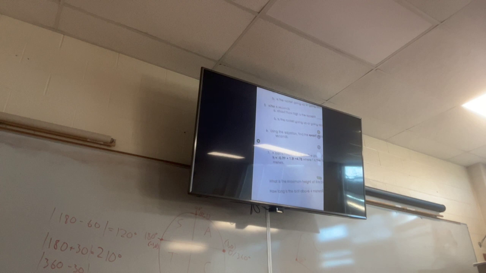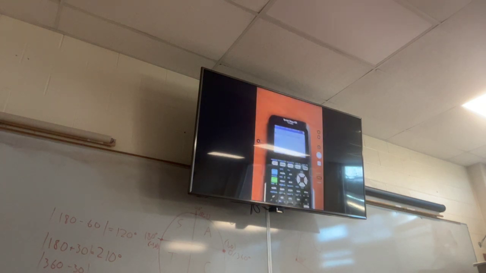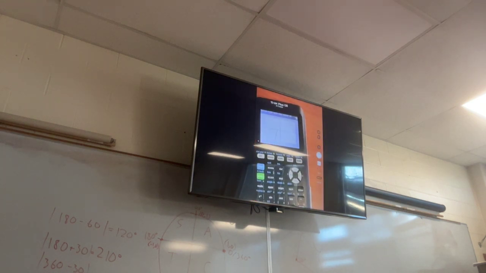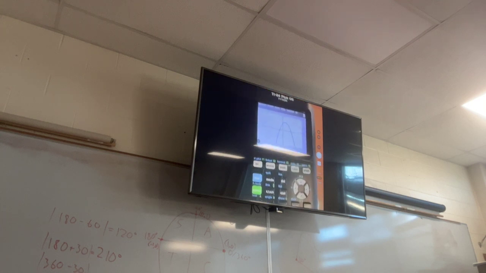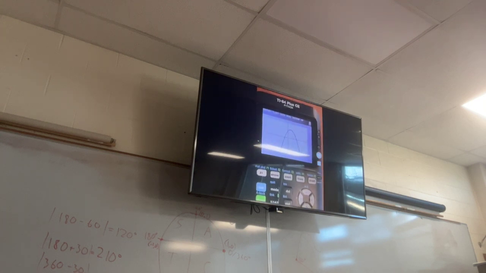That instead of using t, I used x. So I just put that in my y1 line. Let's graph it. All right. Where do you think the max height is? At the max. Yes, up top.